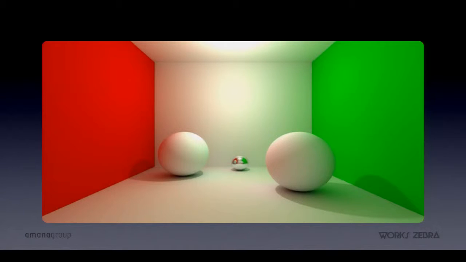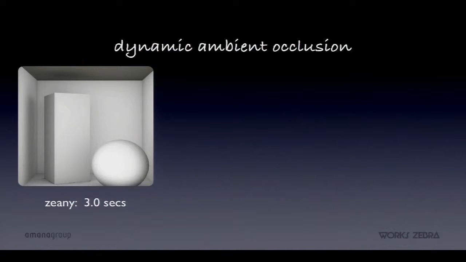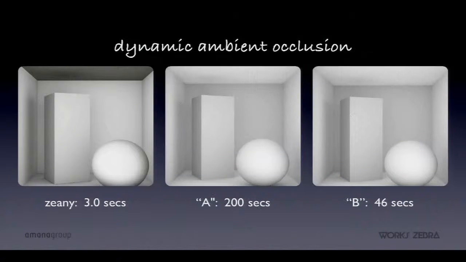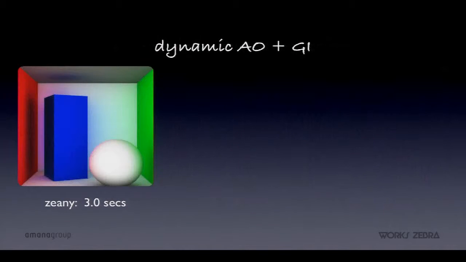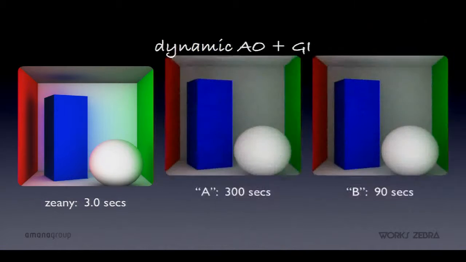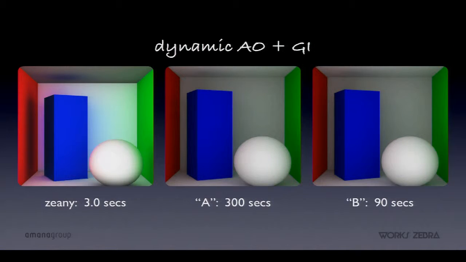Our image pipeline here. So for specific numbers, with our Zini engine, we were able to compute ambient occlusion for this scene in 3 seconds. We tested two other ray tracing engines. One took 200. One took 46. So we're doing pretty good. GI and AO combined, we're still at 3 seconds. Again, there's not that much geometry here, so it's pretty quick.